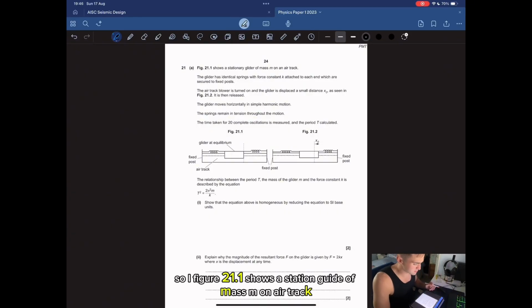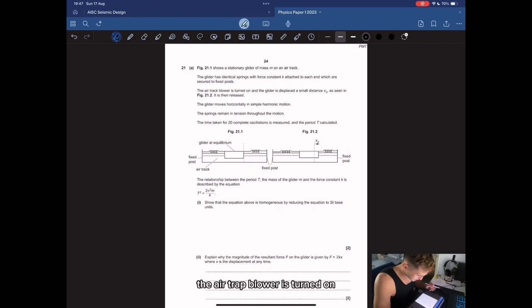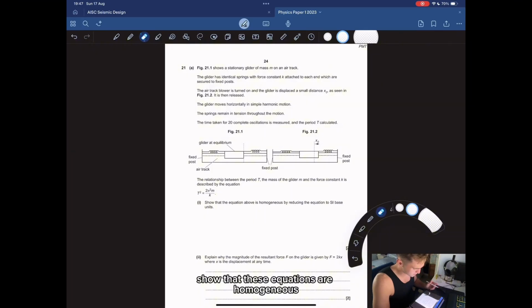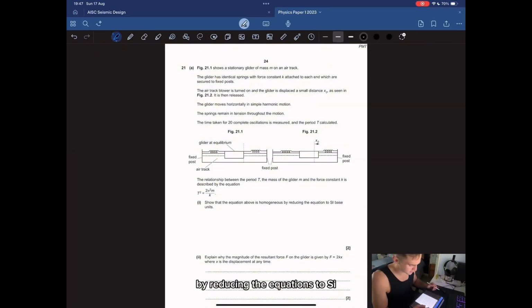Question 21 is oscillation related, probably. So figure 21.1 shows a stationary glider of mass m on an air track. The springs have a force constant k attached to secure posts. The air track blower is turned on and the glider is displaced a small distance x sub 0 as seen in figure 21.2. It is released. Using simple harmonic motion, the springs remain in tension throughout the motion. The time taken for 20 completed oscillations is measured and the period T calculated. The relationship between the period T, the mass of the glider m, and the force constant k is described by the equation T squared equals 2 pi squared m over k. Show that these equations are homogeneous by reducing the equation to SI base units.